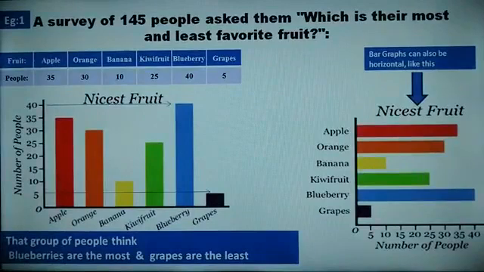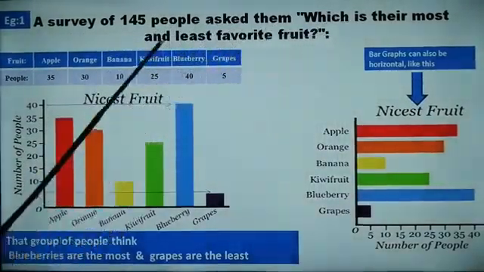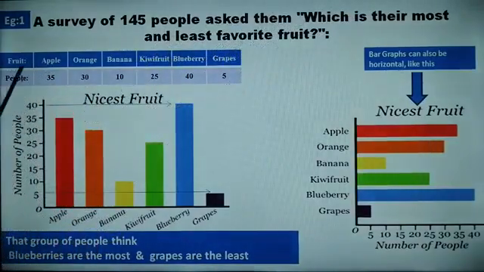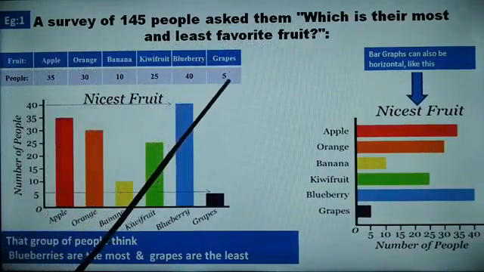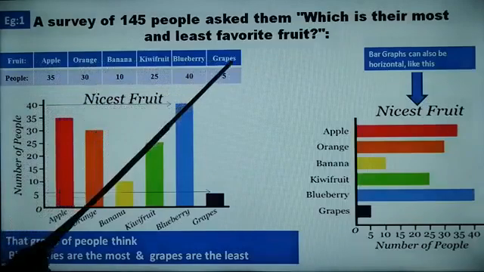Now we move to some examples. Read the question here. A survey of 145 people asked them which is their most and least favorite fruit. And a frequency table is given. This one is the frequency table. In this table, the fruits are given and the number of people is also given. What kind of fruits are given here? Apple, orange, banana, kiwi, blueberry and grapes.